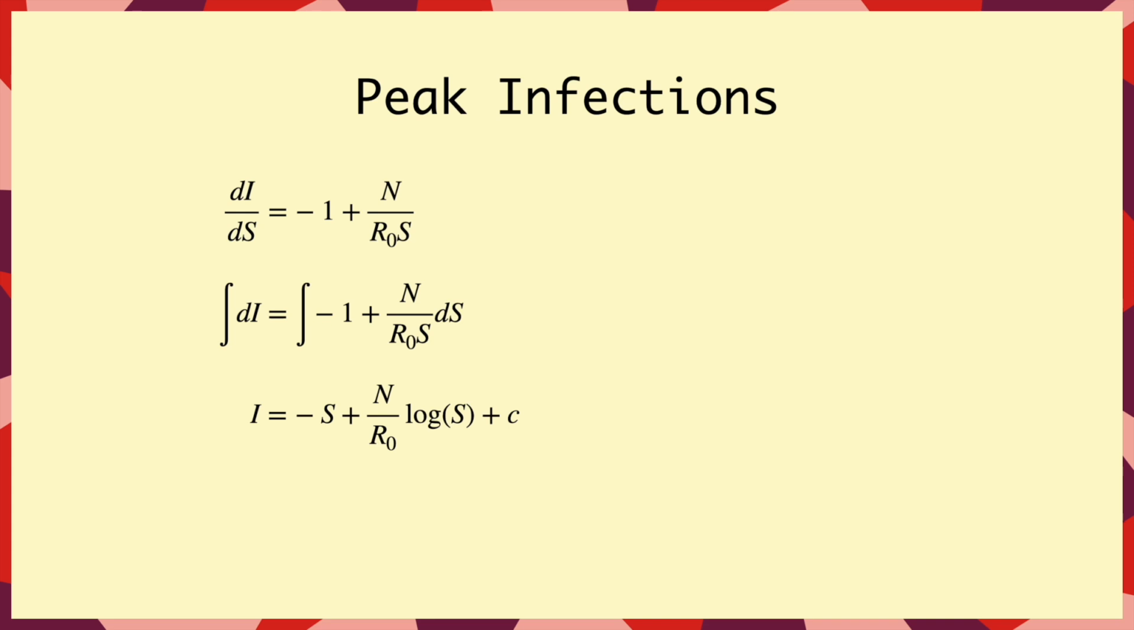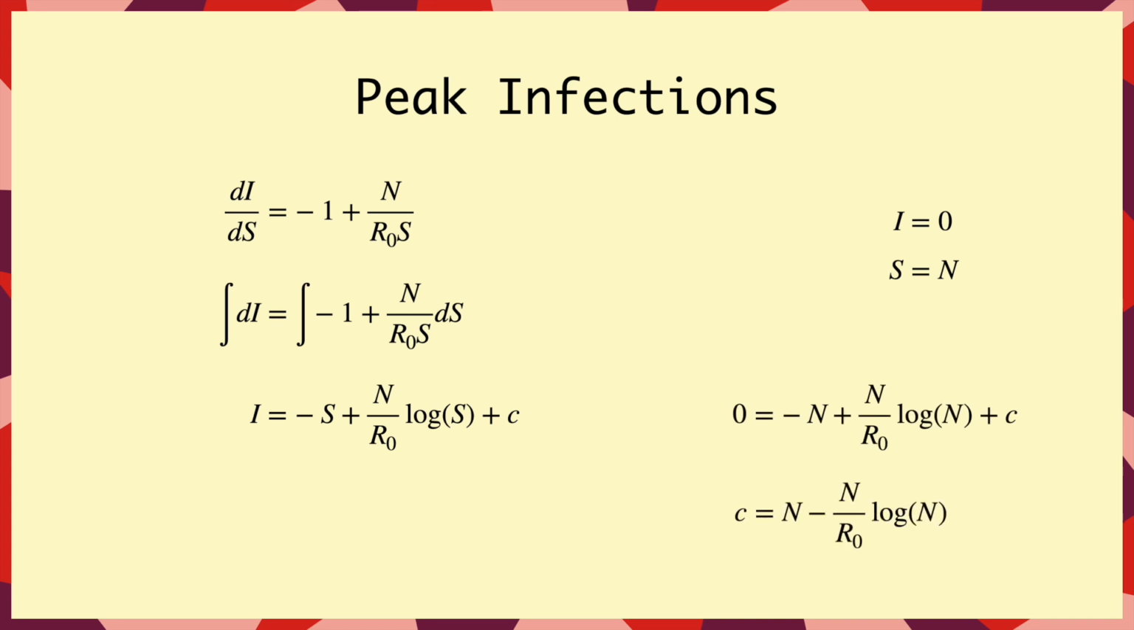And we know that at the beginning, a long time before the epidemic begins, I is zero, or if not, then it's very close to zero, and s equals N. So we can plug that in, work out what it gives us, and now we've got an equation for I in terms of s. But how can we use this to work out the peak number of infected?